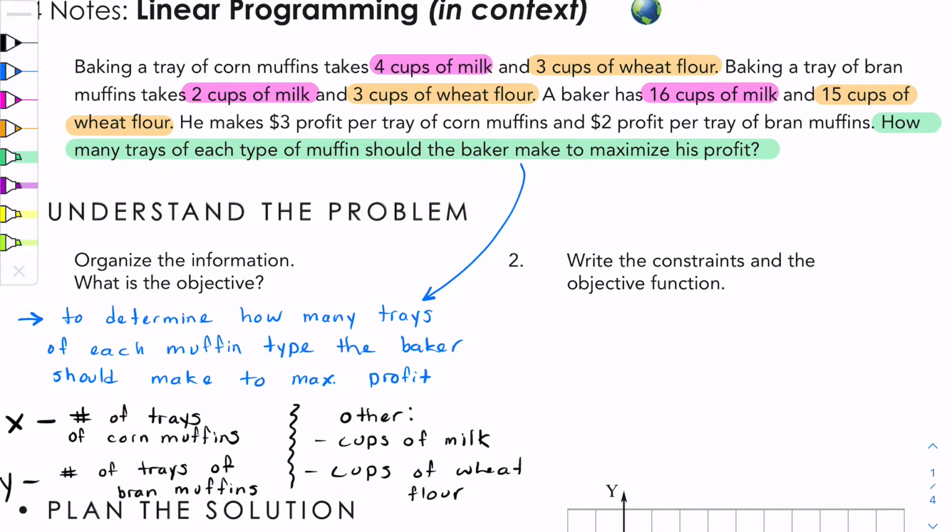So the reason why I just highlighted all of those things was to categorize. Everything that talks about milk is highlighted in pink. That's going to be my first constraint. So when I write that, let's take a look at just the pink highlighted sections, and let's write an inequality. We're going to start by saying 4 times x. That's 4 cups of milk. X represents trays of corn muffins. So 4 cups of milk per tray of corn muffins, times however many trays. Plus 2 times y, which is 2 cups of milk per tray of bran muffins.